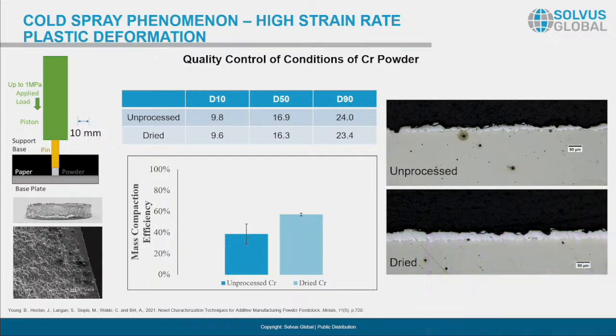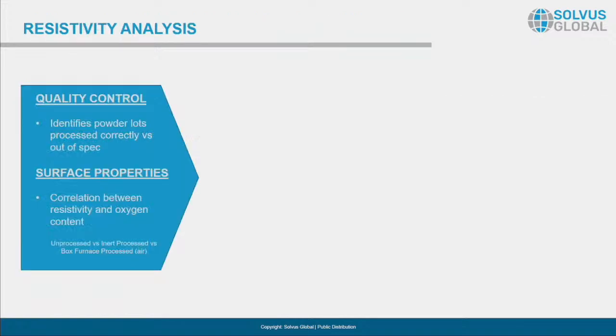So the top one here is the unprocessed, the bottom one is the dried, and it's just a quick, thin demonstration, but it shows that very quickly we were able to validate that the dried material was going to behave better than the unprocessed material. Not necessarily a surprise, but again, gives you the capability to quickly screen and evaluate whether or not a material is going to be more or less suitable for cold spray.